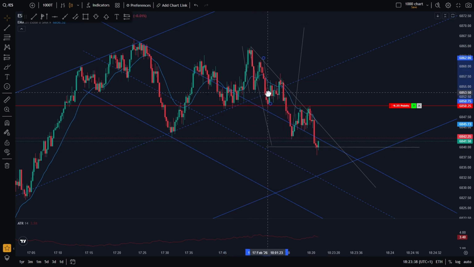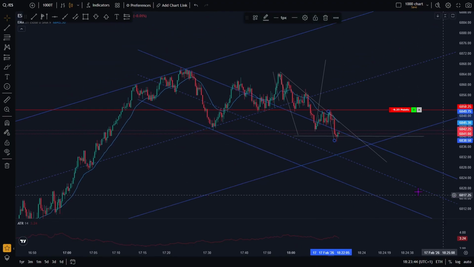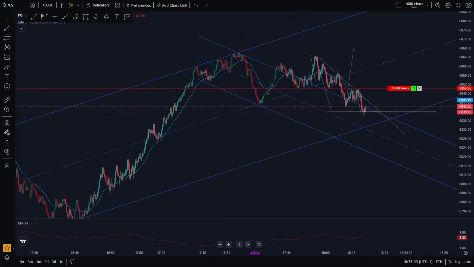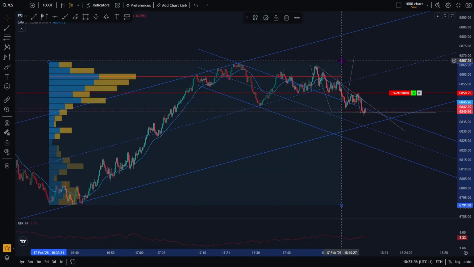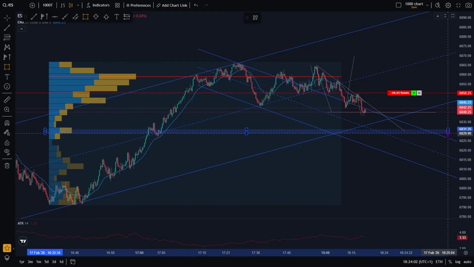As you can see, we have 1, 2, 3, and 4. This is the fourth measure move. And now we could also look for a volume cluster by using the volume profile. And we can do it like this. As you can see, there is one cluster here, which is also the trap level.